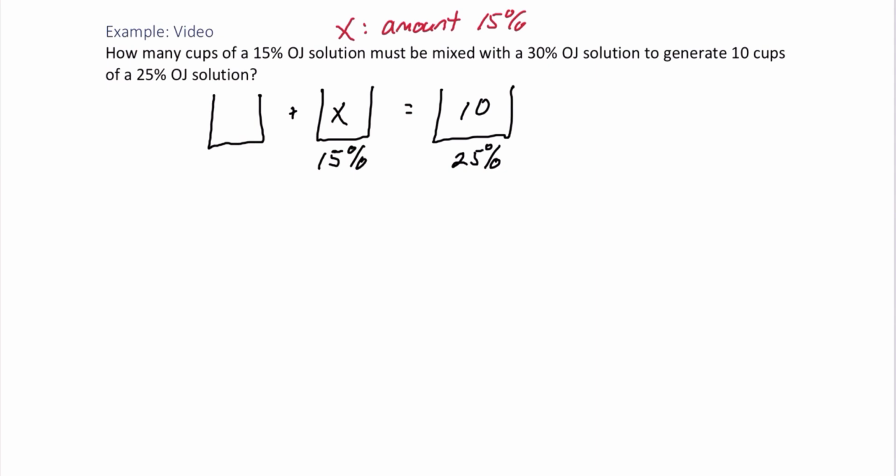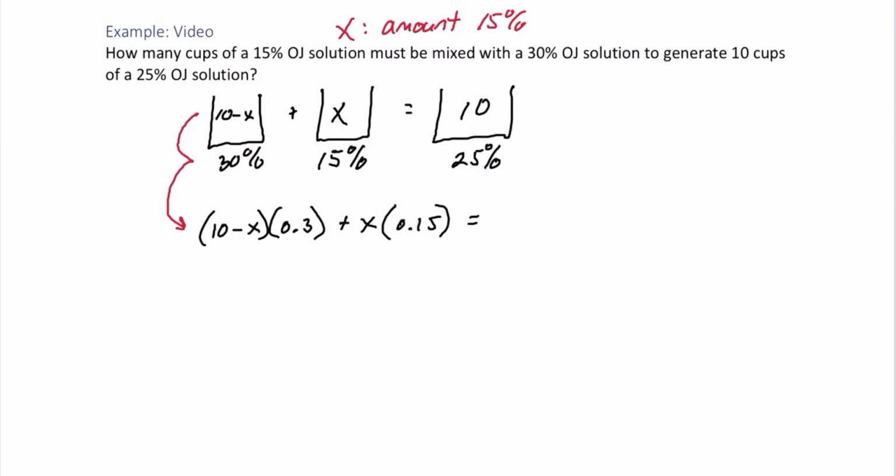To get the original amount, we have 10 minus whatever we added to the original. That means the original volume must be 10 minus X. And we know that the initial percentage for the original container is 30%. To set up our equation, we will multiply down. 10 minus X times 0.3 plus X times 0.15. And that's equal to 10 times 0.25.